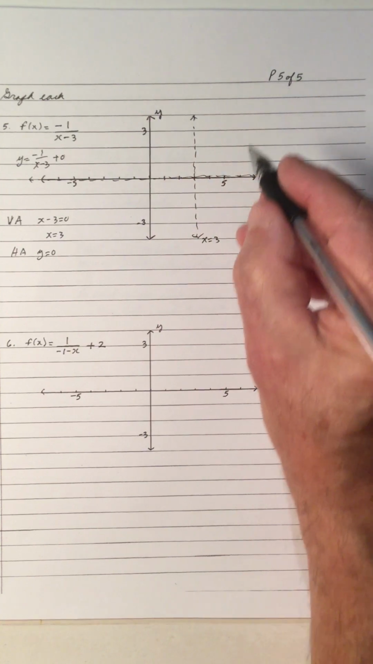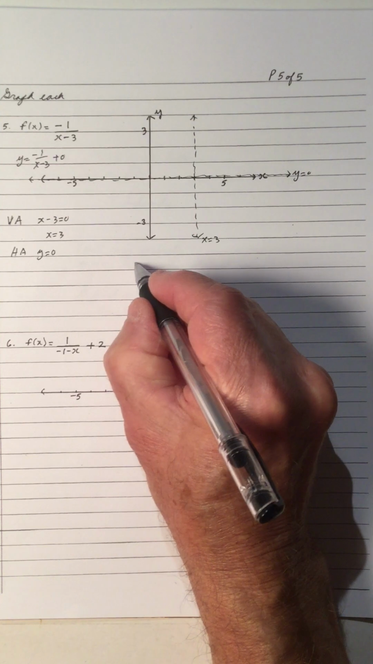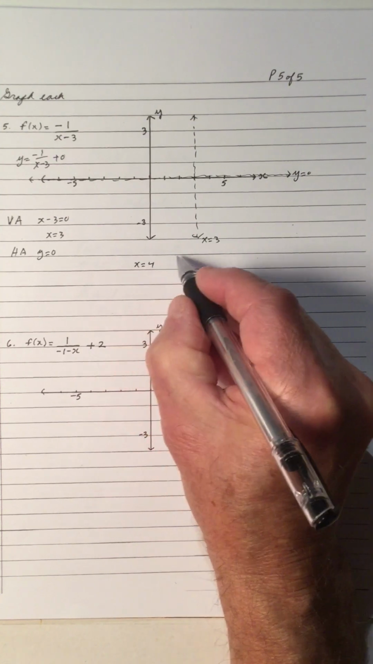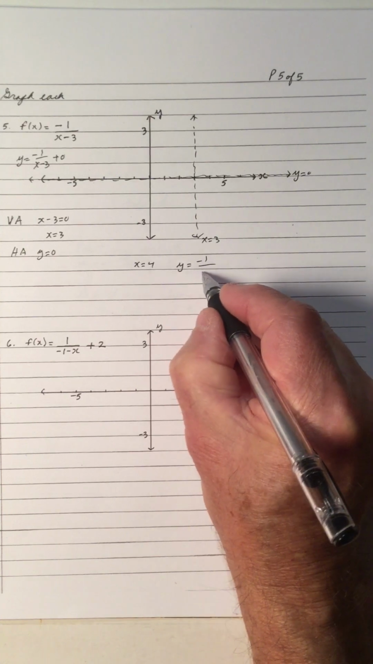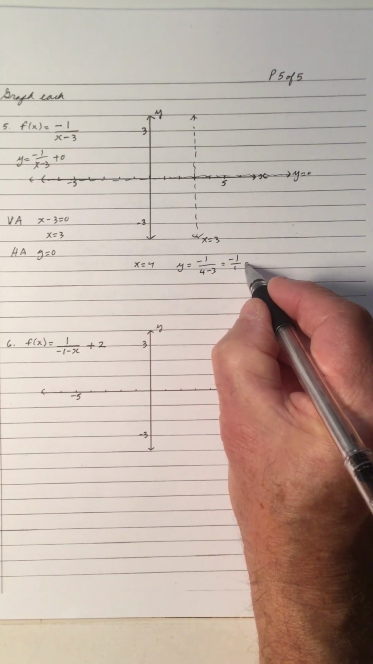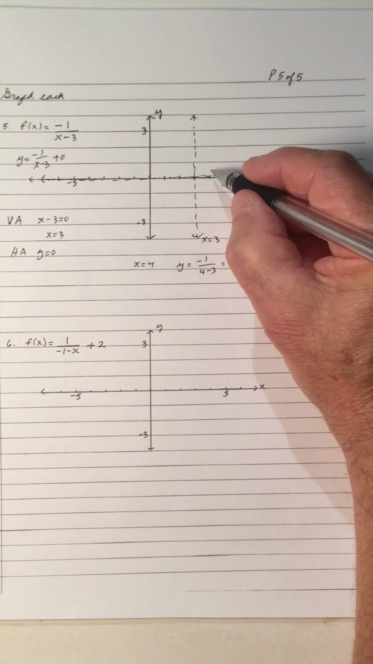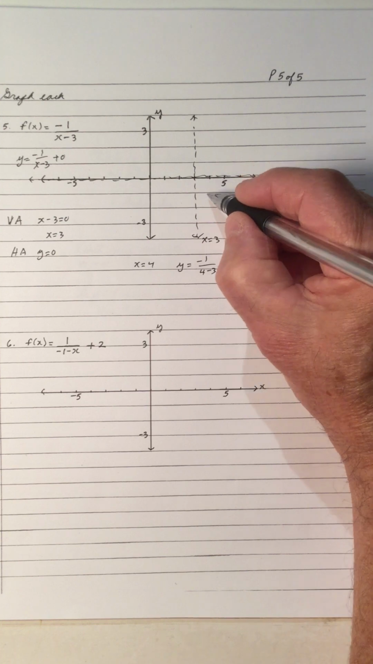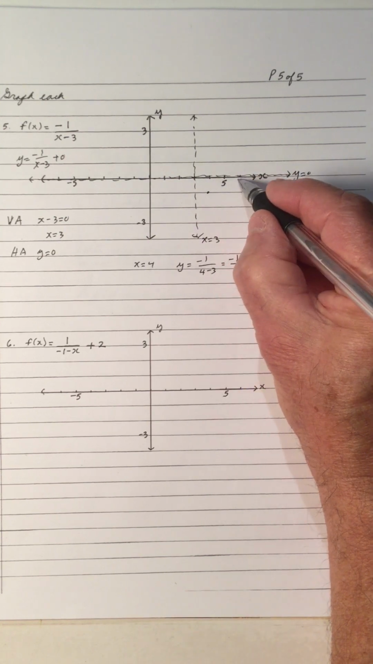So let's pick a number. We got a 3, let's pick a 4. X equals 4. Let's put 4 in the equation and see what we get. So if we put 4 in, we'll get a negative 1. 4 gives us a negative 1. So that means the graph must be in here.